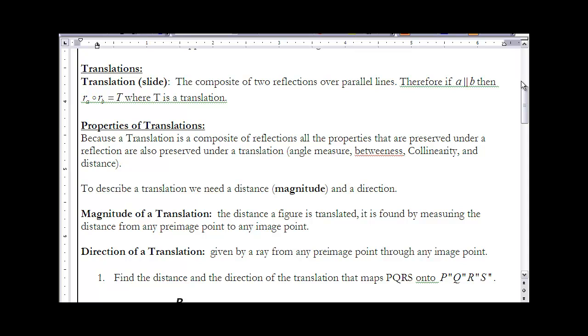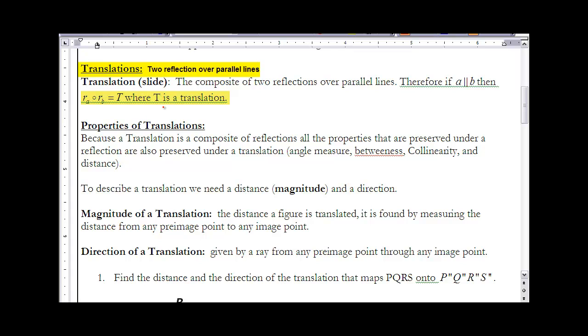Throughout this chapter we're going to look at several compositions, all of which are built off of the reflection that we did in 4.1 and 4.2. The first composition that we're going to look at is a translation, also called a slide. A translation or a slide is the composite of two reflections over parallel lines. Therefore, if A is parallel to B, then the reflection over A following the reflection over B is equal to T, where T is a translation. So a translation is a reflection over two parallel lines.